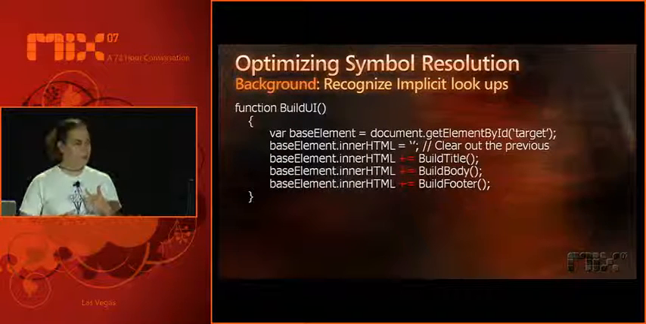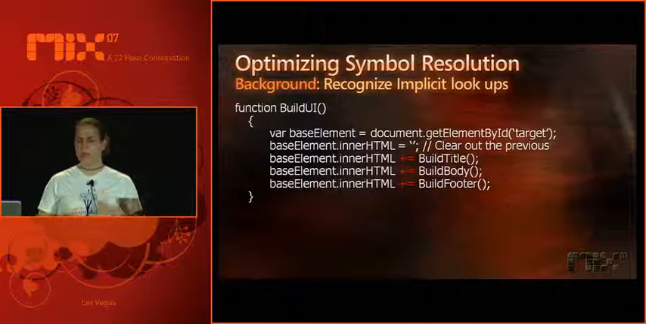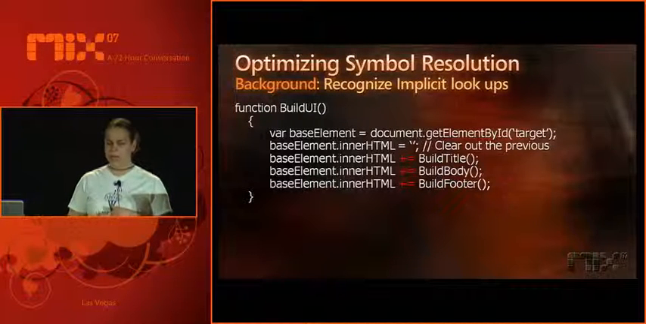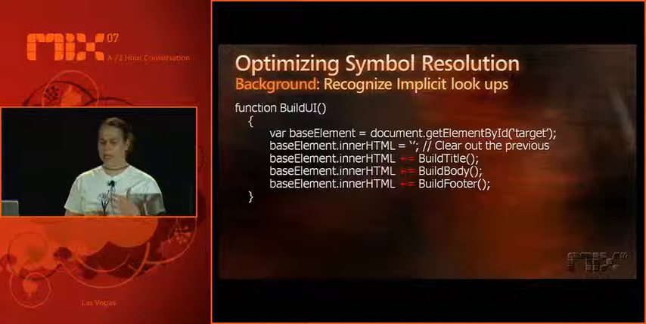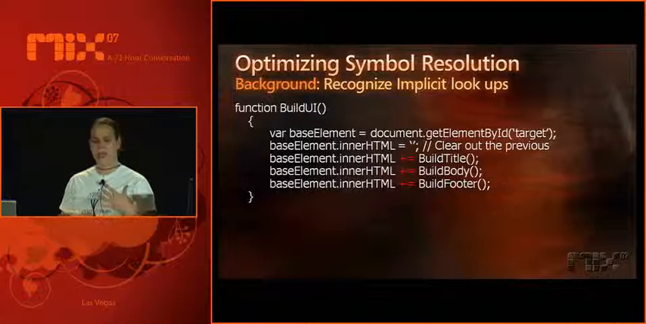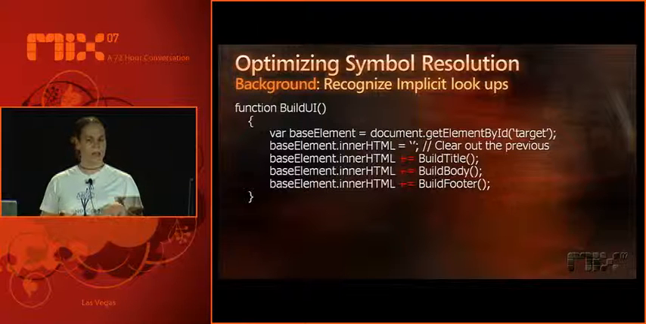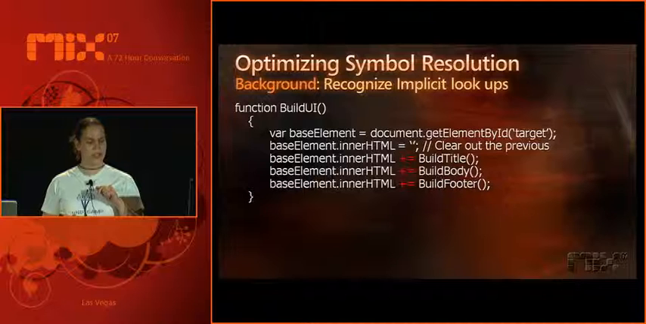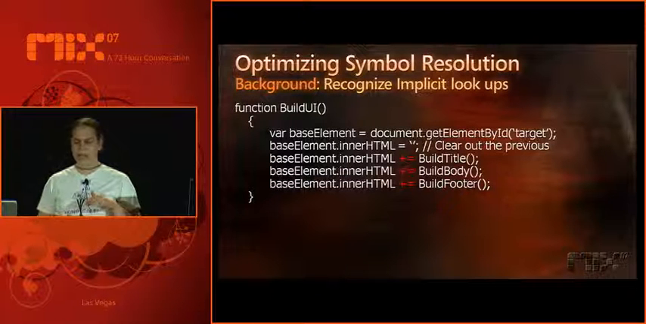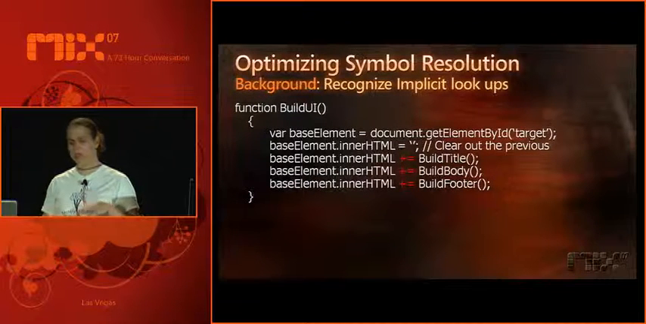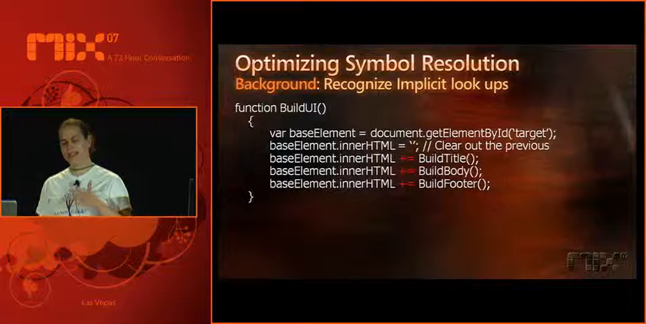The same thing happens with implicit lookups. What's happening here is I'm taking a base element and assigning a null value to it, essentially initializing it, clearing it out from the previous run of this build UI function. Now, the next line: baseElement.innerHTML equals baseElement.html plus the title.